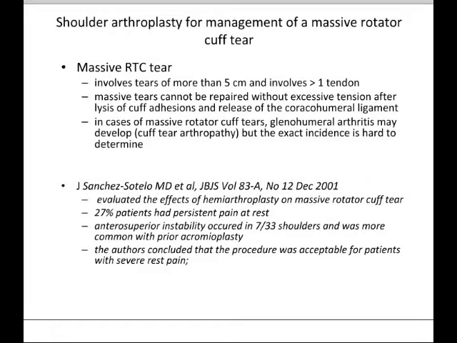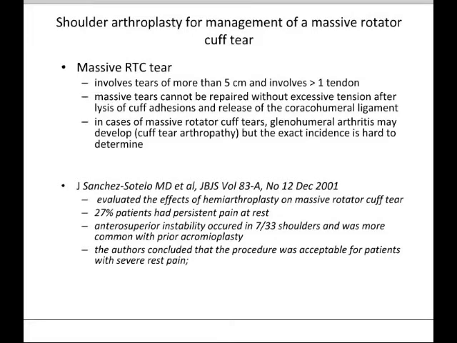The best study we have to date was done in 2001, highest level of evidence, by Sanchez-Sotelo. They evaluated the effects of hemi in massive cuff tear. 27% of patients had persistent pain at rest, and anterosuperior instability, like I mentioned before, occurred in 7 out of 33 shoulders and was more common when previous acromioplasty was performed. So the authors concluded then that the procedure was acceptable for patients with severe rest pain.